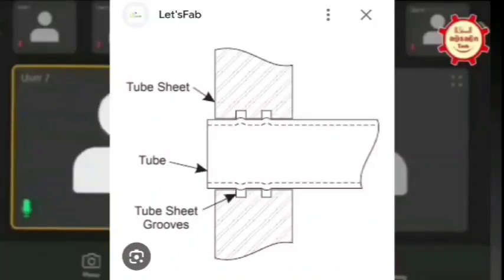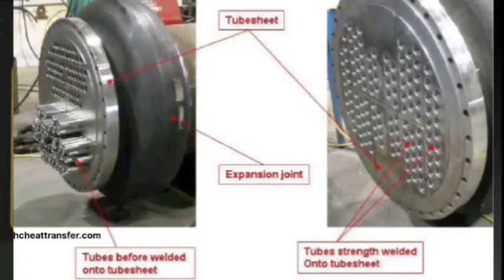If it is expanded and welding is also done, then it is a full strength weld. In case it is not welded but it is fully expanded, with heavy expansion, without weld, then also we can say it is full strength. It is a full strength expanded joint, but there is no welding.